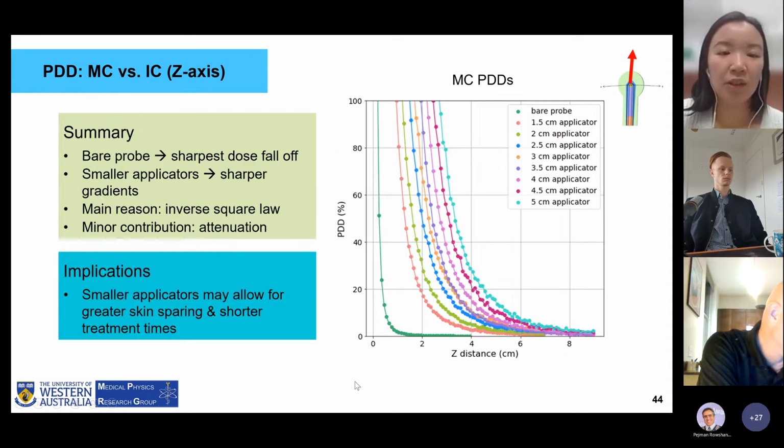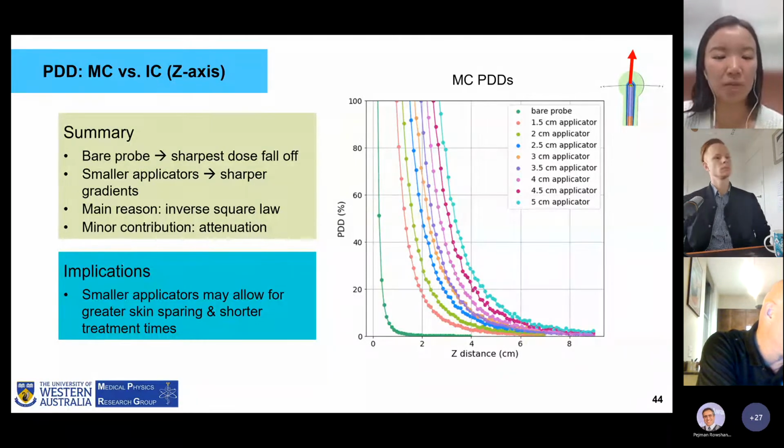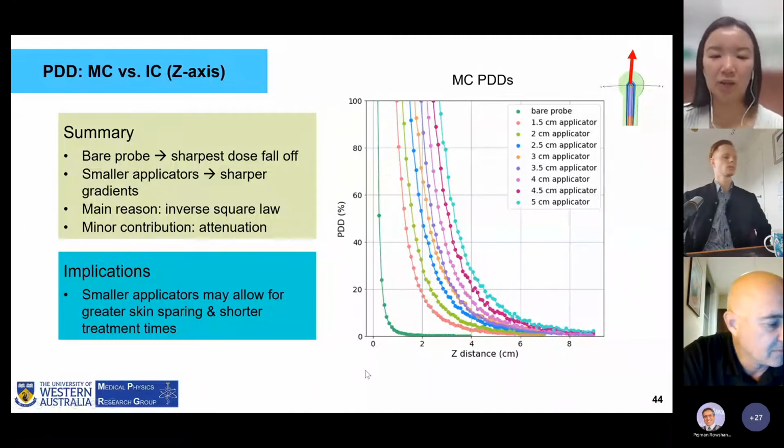So in summary, you can see that the bare probe has the sharpest dose fall off, and the smaller applicators have a sharper gradient as well. The main reason is due to the inverse square law, and a minor contribution is due to attenuation. The implication of this is that smaller applicators can allow for greater skin sparing and shorter treatment times if the smaller applicators fit the tumour bed.